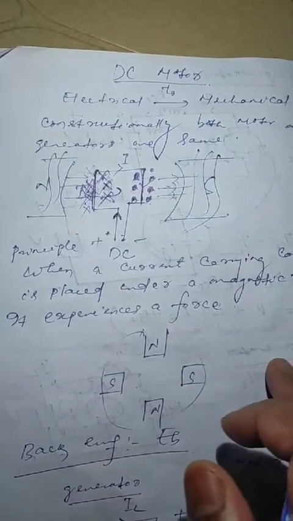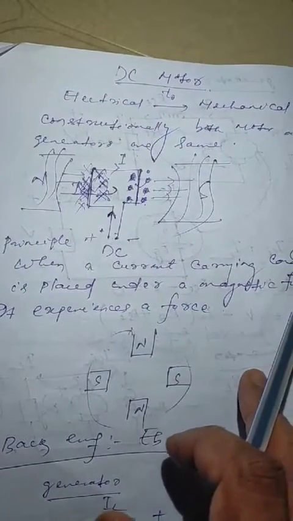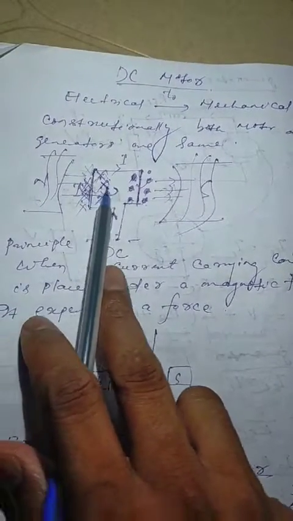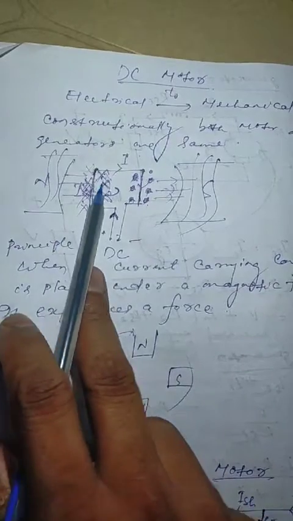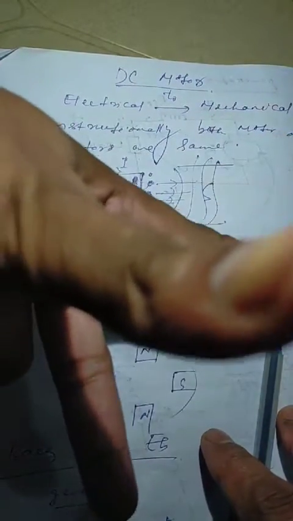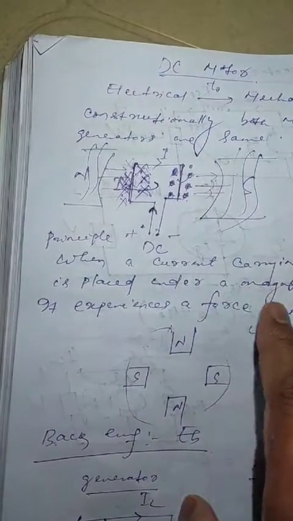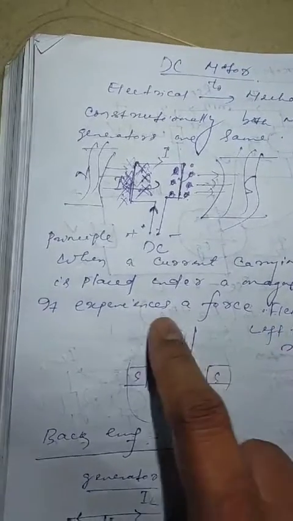Whenever a current carrying conductor is kept under the influence of a magnetic field, then a force is experienced by that particular conductor. Actually, it is as per Fleming's left hand rule. So this is the case. This is actually Fleming's left hand rule. So now this one will be working by Fleming's left hand rule.